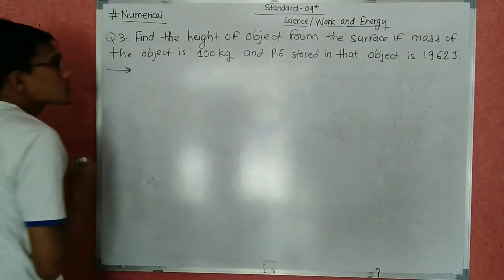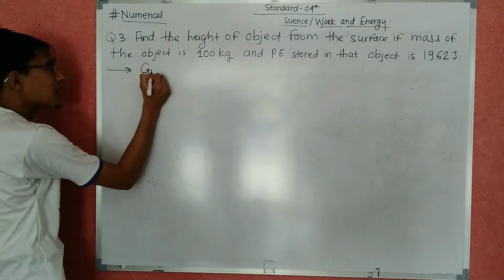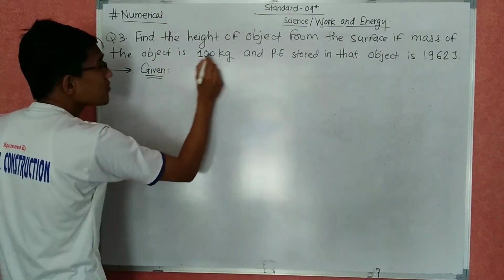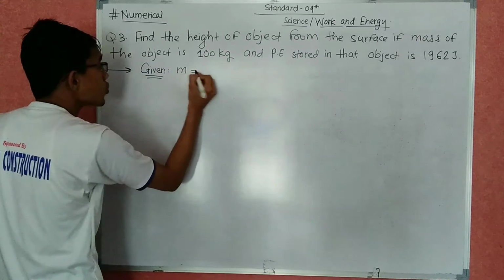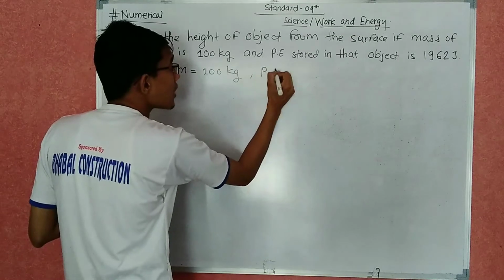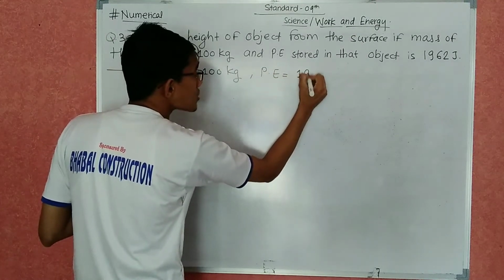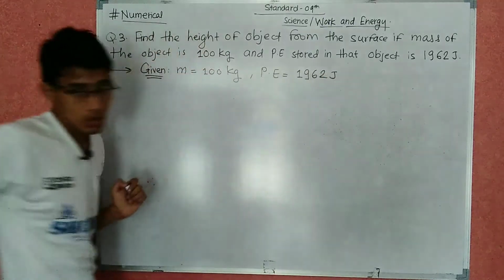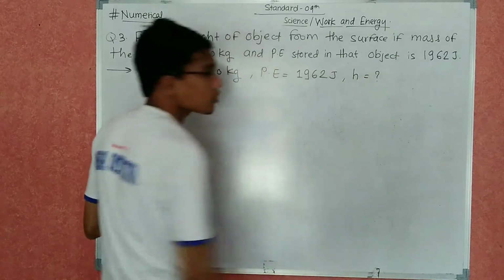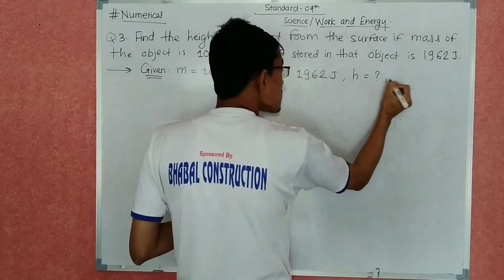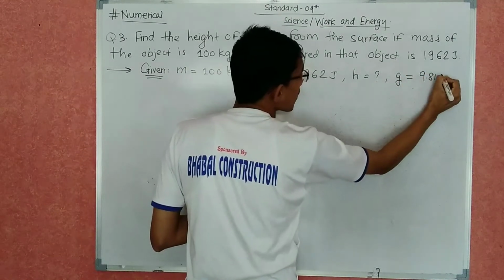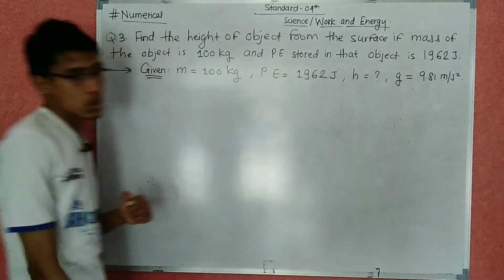So first we will write down the given. What is given? Height of the object we have to find. Mass is given, m is equals to 100 kgs. Then the potential energy of that particular object is given, it is 1962 joule. What we have to find? We have to find the value of h. So h equal to question mark. For solving this we will need the value of acceleration due to gravity. So g is equals to 9.81 meter per second square.